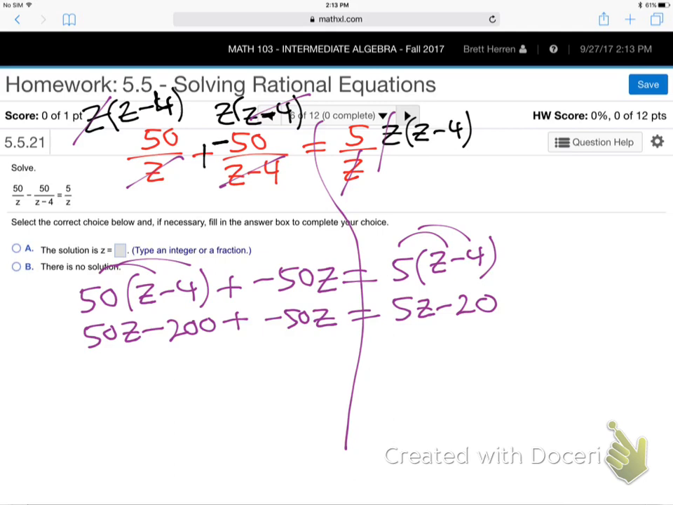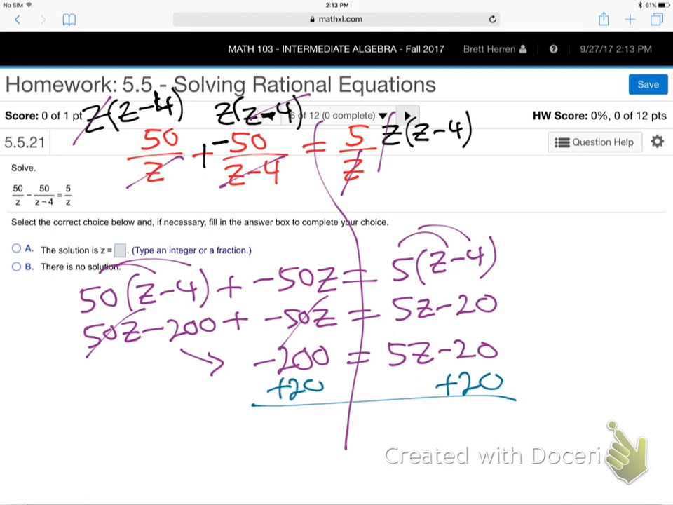Is that good to there? Is that making sense? And then just gather like terms. Well, these cancel. That's kind of nice. So what do we got here? Minus 200 equals 5z minus 20. Got to get the z alone, so add 20 to both sides. And that's what? Minus 180.